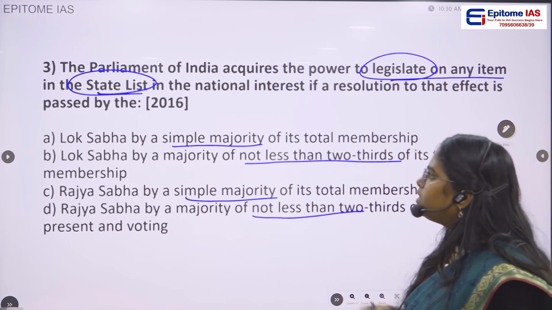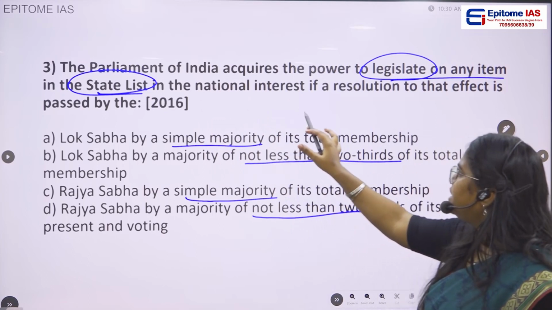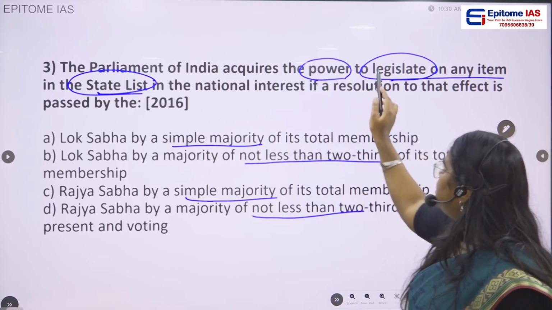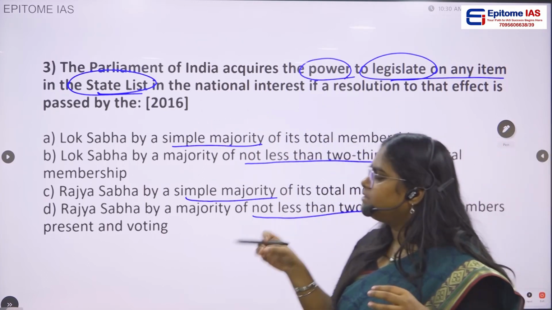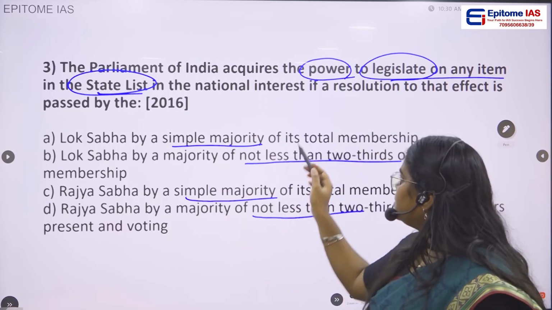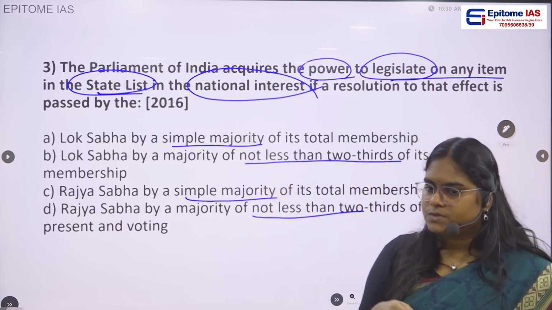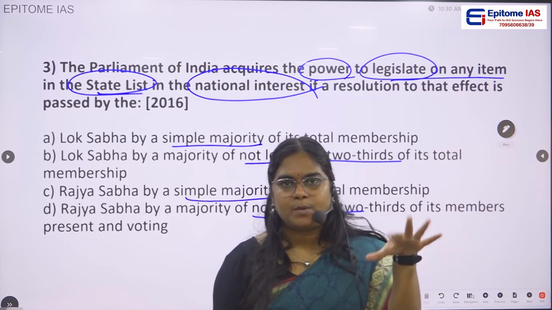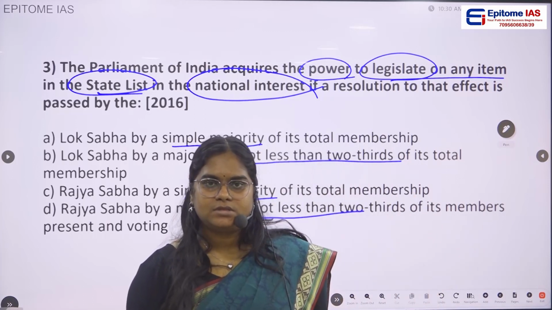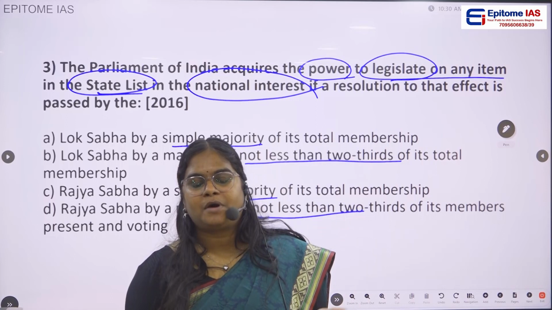So if you see here, what they are saying is that the Parliament of India acquires the power to legislate on any item in the state list in the national interest. So the Parliament has the power to legislate in the state list; that's what they are asking. How does the Parliament get the power?